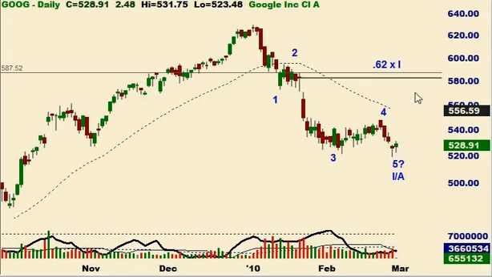You want to see a corrective termination in that 580, 590 area to confirm that indeed Google has topped. But sure looks like 5 waves down to me. It's a pretty clear chart.